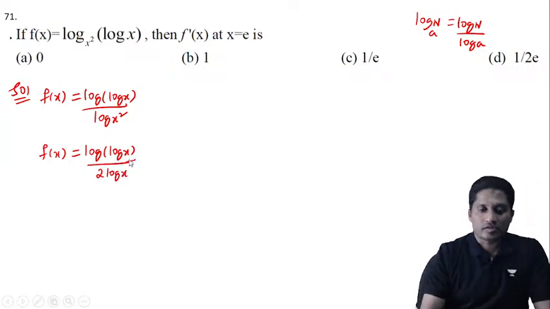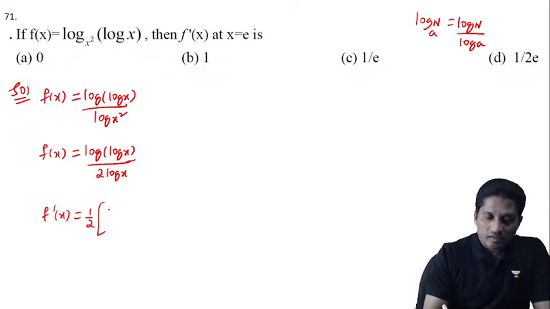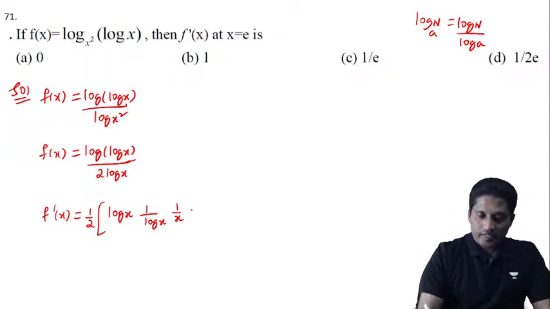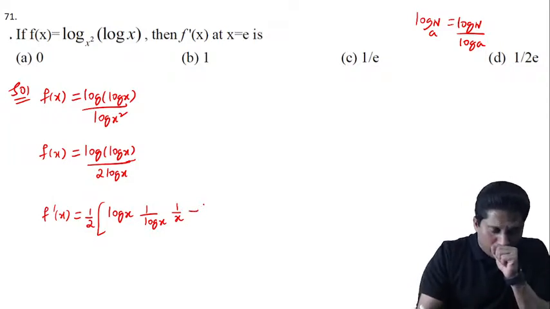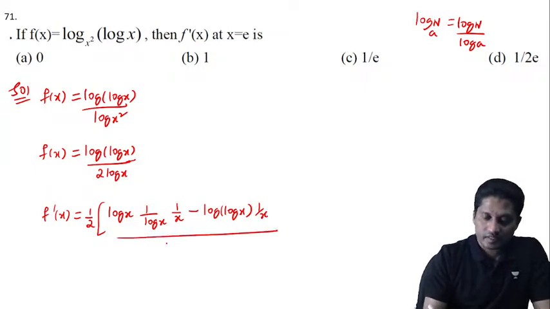Okay, now if I use the quotient rule, f dash of x is equal to, half is a constant I'll take outside, and then we'll use u by v. This is v into u dash. Differentiation of log of log x is 1 by log x, and differentiation of log x is 1 by x. This is v into u dash minus u, which is log of log x, into v dash. Differentiation of log x is 1 by x, by v square, that is log x the whole square. So this fellow will cancel.